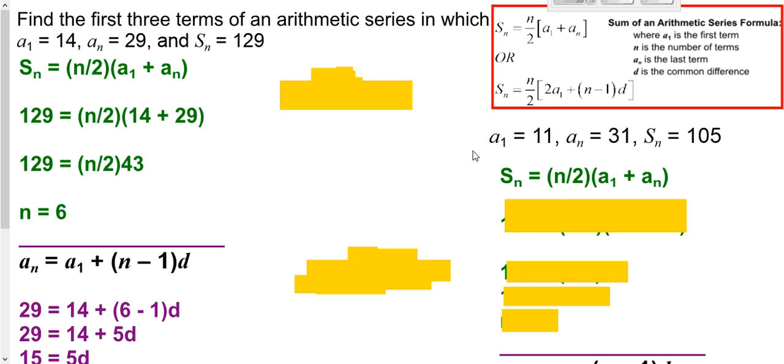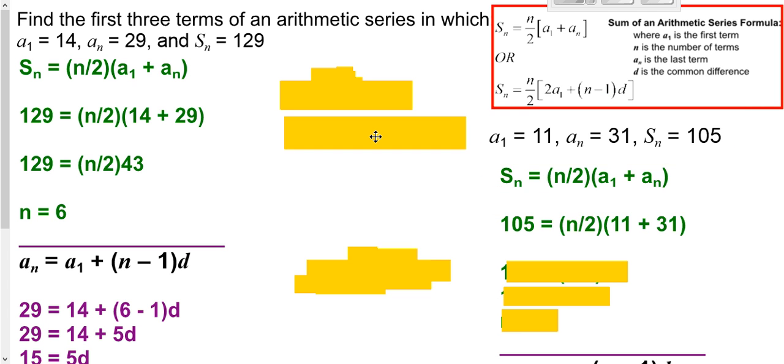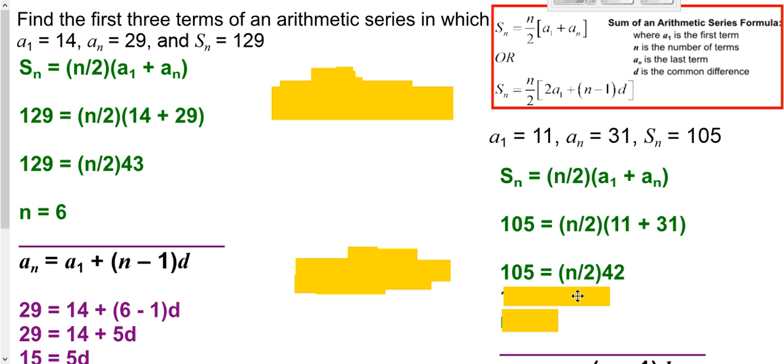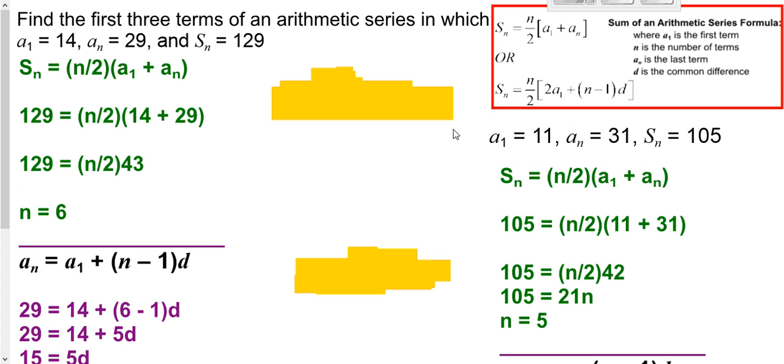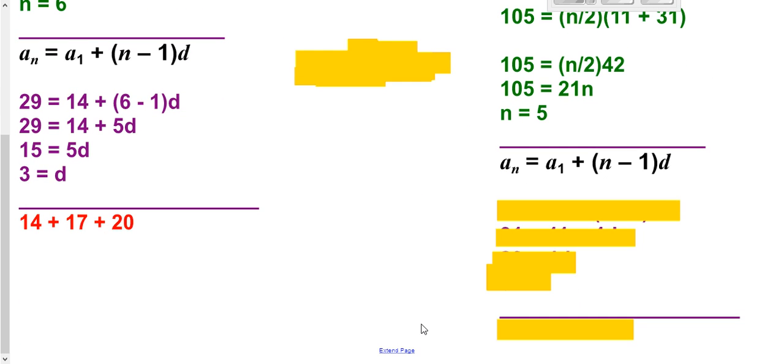We're going to do the same idea over here. Same problem, same setup, and this is what we're given. Try to work it out quickly, and then watch the video. So we plug stuff in. S sub n, don't know n, our first term, our last term. And then we end up getting n to be 5. Then we could use either this top right video or formula, or we could use the arithmetic sequence.